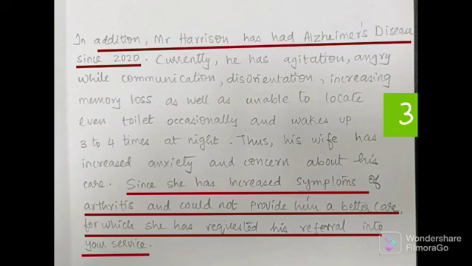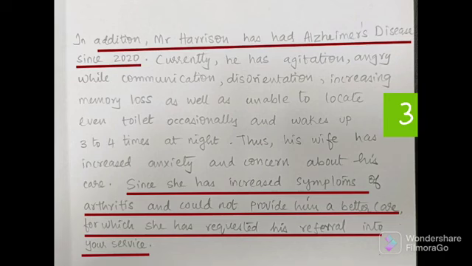Currently, he has agitation, anger while communicating, disorientation, increasing memory loss, and is occasionally unable to locate even the toilet, and wakes up 3 to 4 times at night. So these are all the current significance of the patient with Alzheimer's disease.